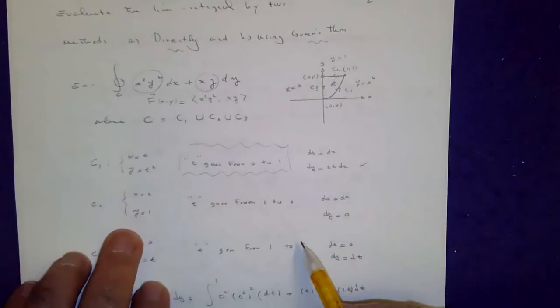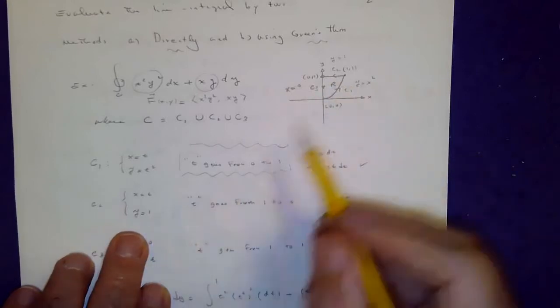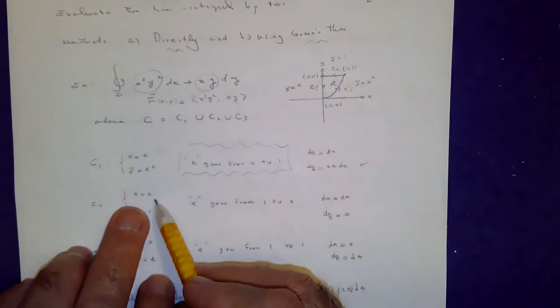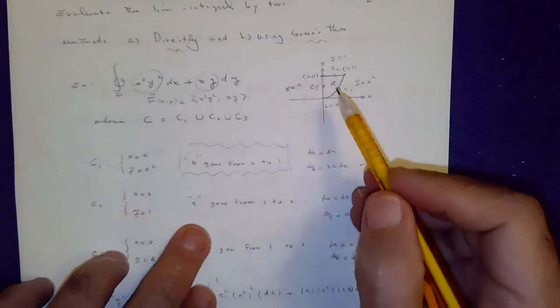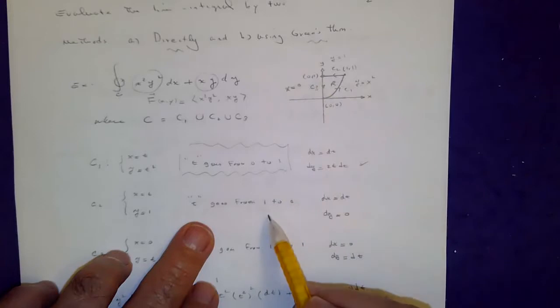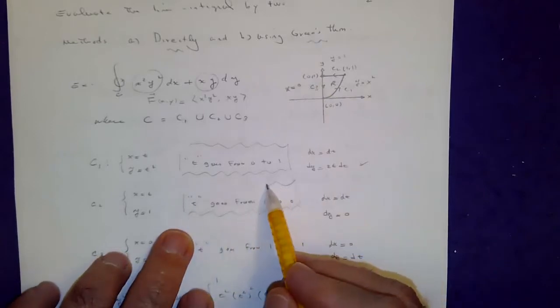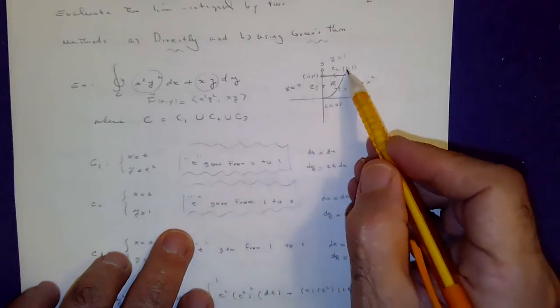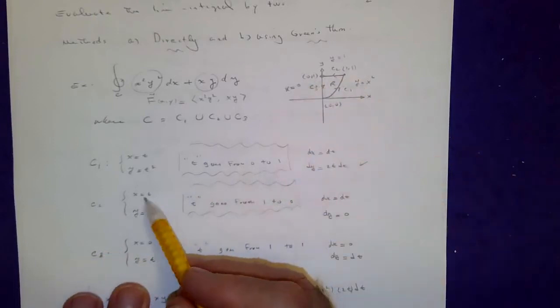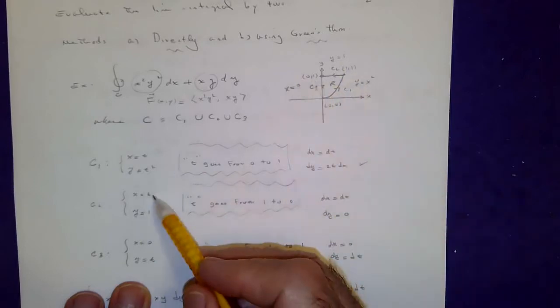Hold on to this. Let's go over C2. On C2, y is 1, but x varies. So x is t, but notice t goes from 1 to 0. Follow the order now. t goes from 1 to 0 because t is the same as x. x goes from 1 to 0, so does t.